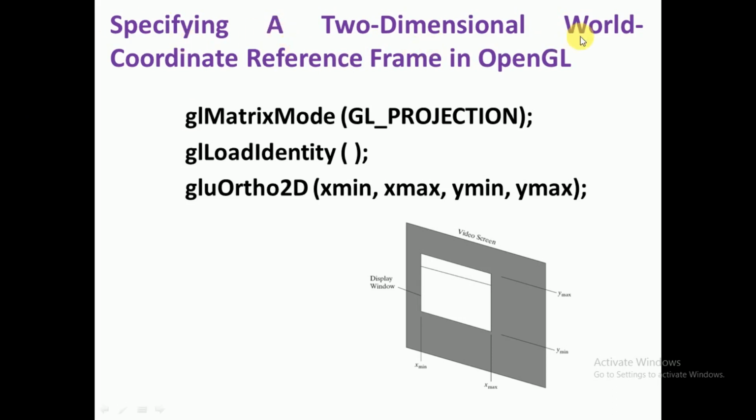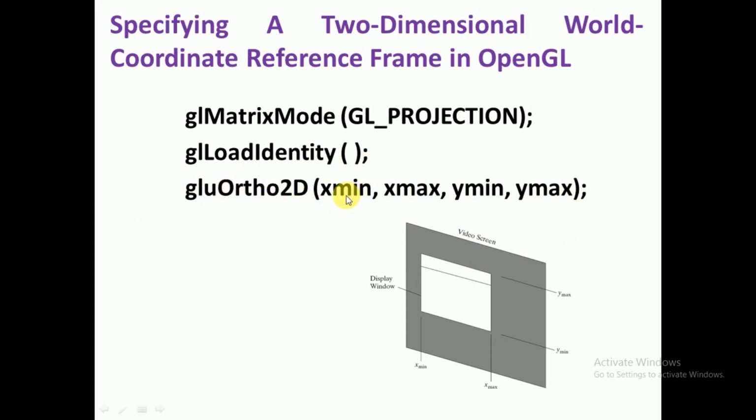Specifying a two-dimensional world coordinate reference frame in OpenGL. How to specify a two-dimensional world coordinate reference frame? Whatever I have discussed theoretically here, the world coordinate reference frame, how model local coordinates are moved to world coordinates, how to specify that in OpenGL. You want that concept in OpenGL. For doing that, there is gluOrtho2D. gluOrtho2D specifies where you want to see, which part of the object you want to see. This is gluOrtho2D.